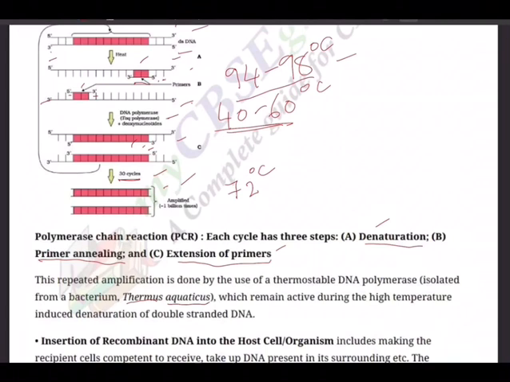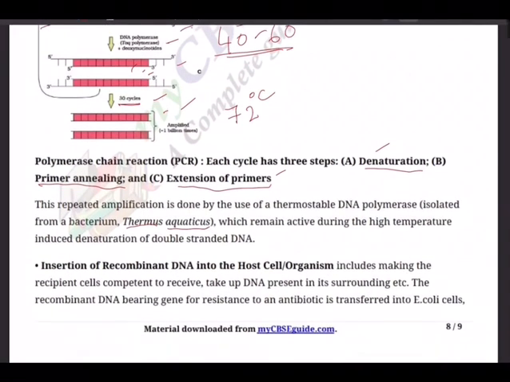You can see here, it's synthesizing it, using dNTPs. What is this dNTP? Deoxynucleoside triphosphates. And of course, Mg2+ is a must. Magnesium 2 plus is a must, Mg2+.